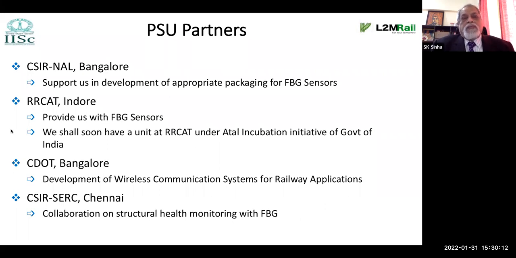Now, of course, they have modified it. We are going to get incubated at RRCAT under the Atal incubation, and then we will be able to use their sensors for commercial purposes also.